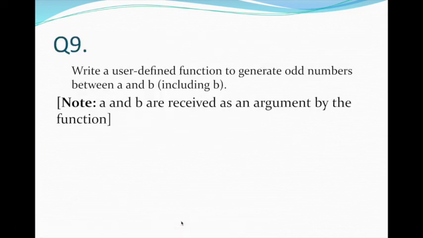Next question, write a user defined function to generate odd numbers between a and b. Already given including b. Write a user defined function to generate odd numbers. You know how to check a number is odd or not, we already studied. So just write a function here.